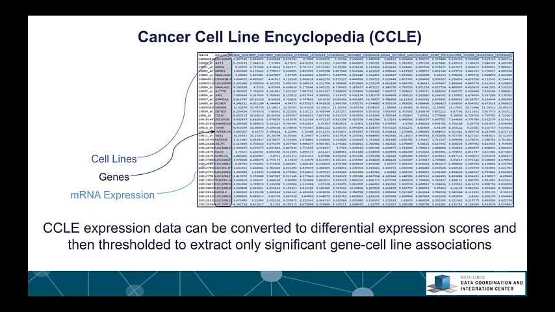The CCLE gene expression dataset is structured as a matrix with genes labeling the rows, cancer cell lines labeling the columns, and gene expression levels filling the matrix. As we have seen from previous examples, a matrix like this can be interpreted as a bipartite graph, where the rows, in this case genes, form one set of nodes, the columns, in this case cell lines, form the other set of nodes, and the matrix values define the weights of edges connecting genes to cell lines. In this case, we are interested in thresholding the data to extract associations between genes and cell lines in which those genes are expressed unusually high or low.